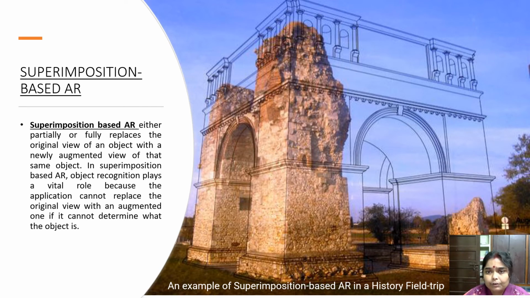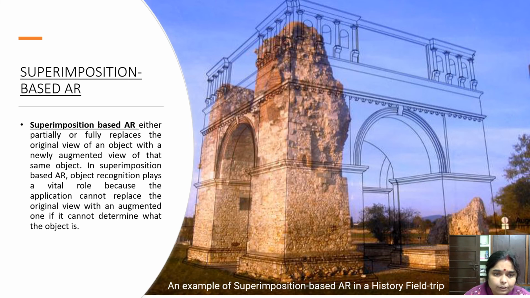I think you people know about it. Like on Instagram, on Facebook, our face is recognized, and then the entire face is getting covered by a face of a monkey or a face of a horse or whatever. So our own faces are getting superimposed by another kind of face. Maybe it's an animal, or maybe another person's face also. So that is superimposition-based AR, which either partially or fully replaces the original view of an object with a newly augmented view of that same object.